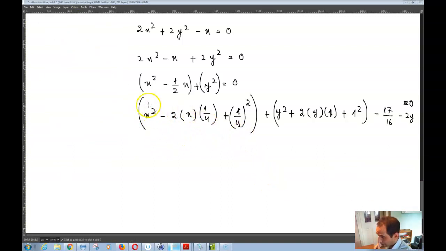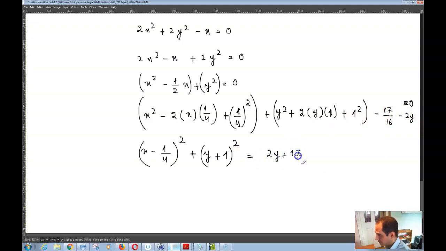Now, I can write this as x minus 1/4 whole squared plus y plus 1 whole squared is equal to, well, I can write this as basically 2y plus 17/16. Which is, well, not a good idea really, because I have a 2y over here.